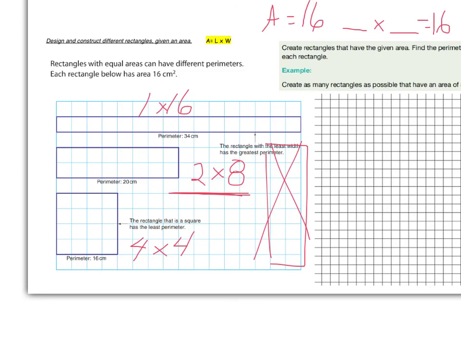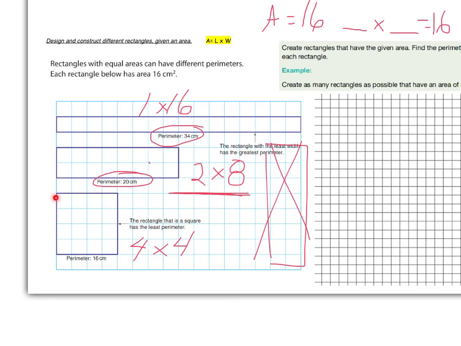And 17 plus 17 is 34. So it has a perimeter of 34. Looking at this next rectangle, 2 plus 8 is 16, and 2 plus 8 is 16. No, sorry, 2 plus 8 is 10. I'm thinking 2 times 8, my apologies. 2 plus 8 is 10, plus 2 plus 8 is 10. 10 plus 10 is 20, and our perimeter is 20 centimeters for this rectangle.